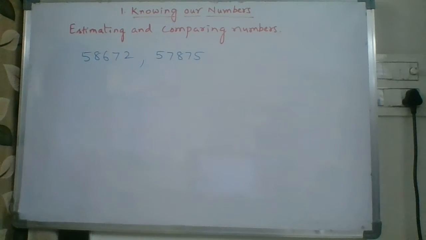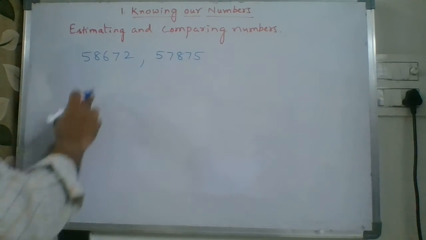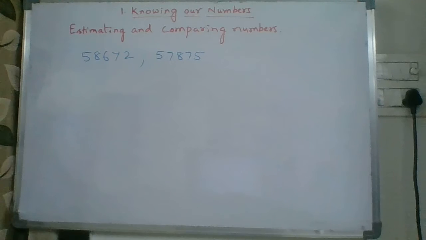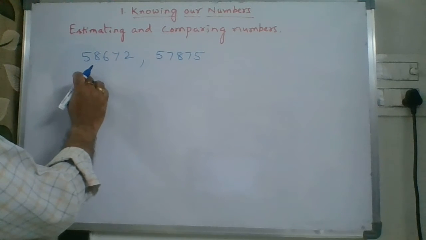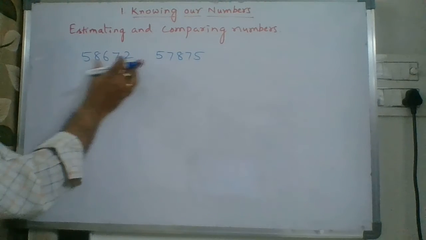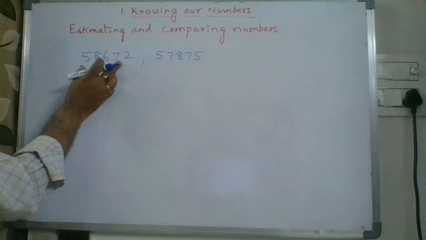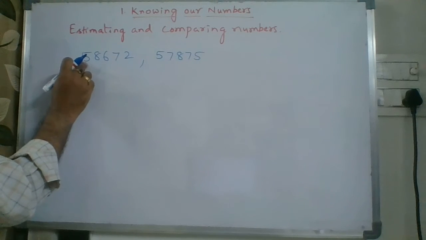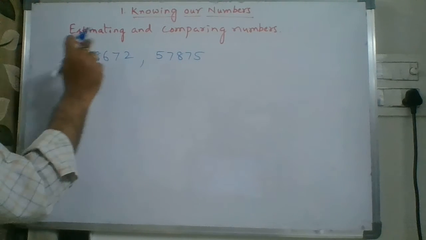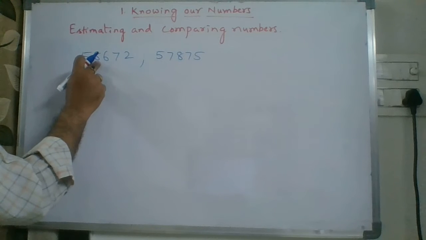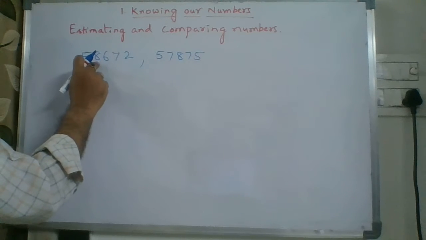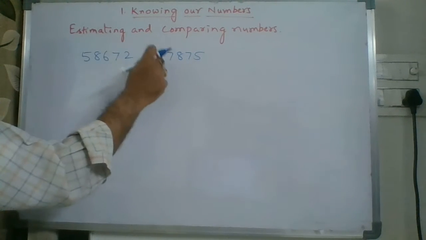Okay, another example I have taken. There are two numbers and we find which is greater among these two. So how do we compare? We compare first with the number of digits present in each number. There are 5 digits in each number, so we go to the place values. Now this is the 10,000's place. In the 10,000's place, both have 5, and we compare the next place, that is the thousands place. It is 8 here and this is 7. So which is greater? 8 is greater. Therefore, this number is bigger than this number.